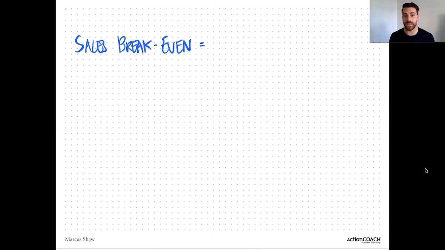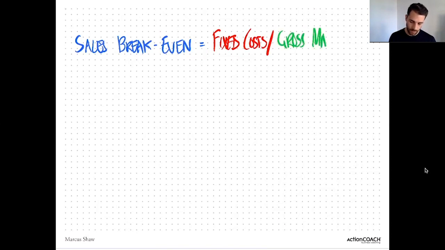So sales break even is simply our fixed costs divided by our gross margin. So fixed costs in our business are the overheads. They're the things that aren't really going to change from month to month. Things like insurance, phone, power, maybe some salaried office staff.